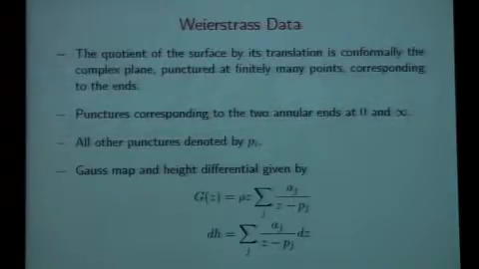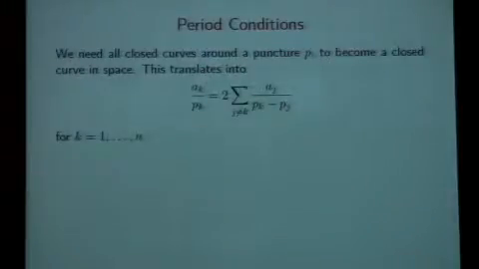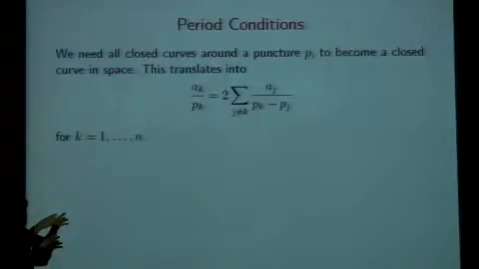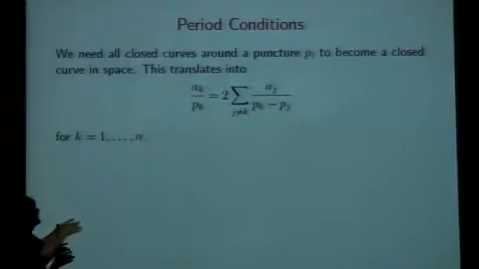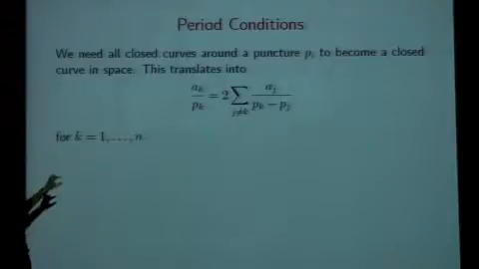And the vanishing of these periods gives you equations. And when you write these equations down, you get these equations here. These are the so-called balance equations. Let's think about these. The a_j, I told you, are the neck sizes of the catenoids, and they can be positive or negative. And so you have a sum of these quantities here, and you get lots of equations like this.